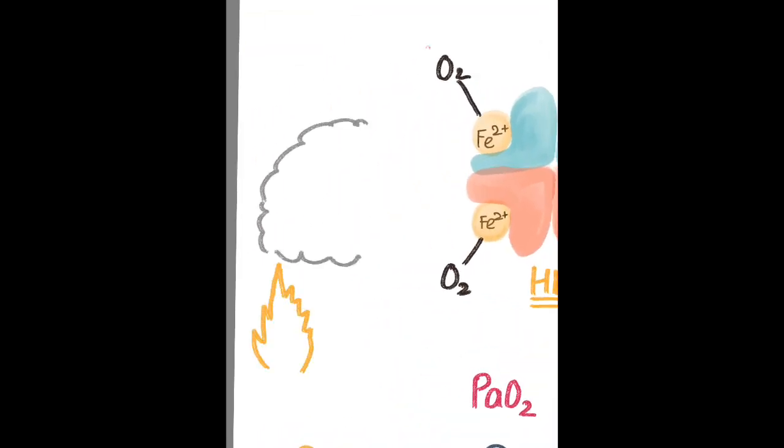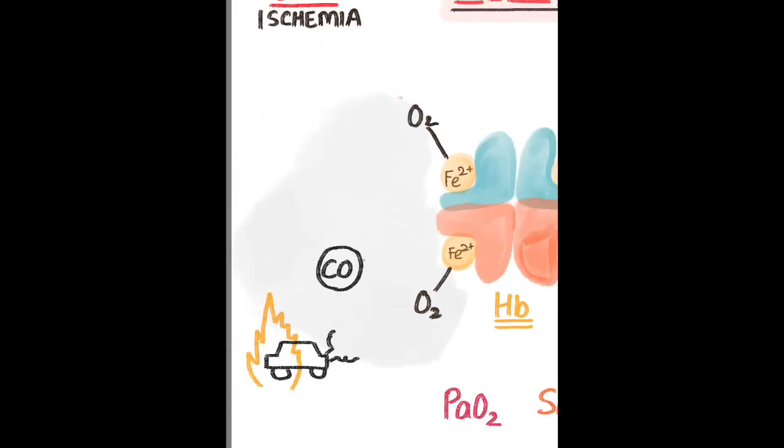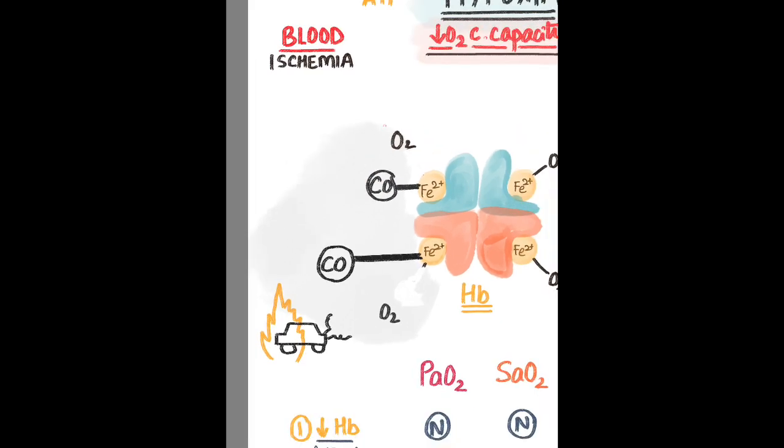So coming to the main part. Now whatever smoke that I'm making here from the car fumes or fire, there is one particular molecule that comes out, that is carbon monoxide. Now this carbon monoxide molecule has a much stronger affinity to the Fe2+ in heme, thereby it displaces oxygen and causes hypoxia.